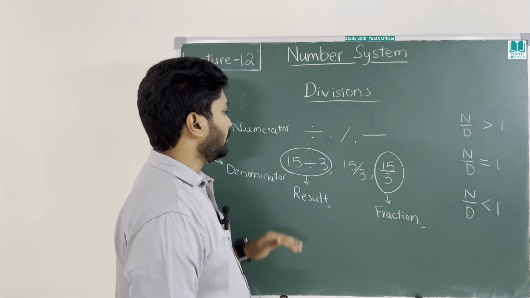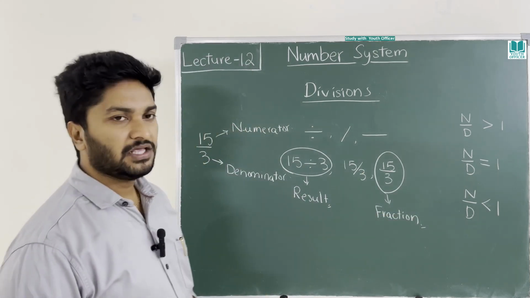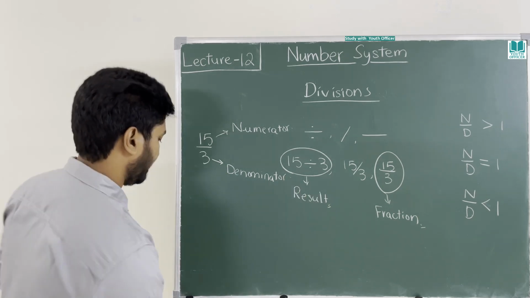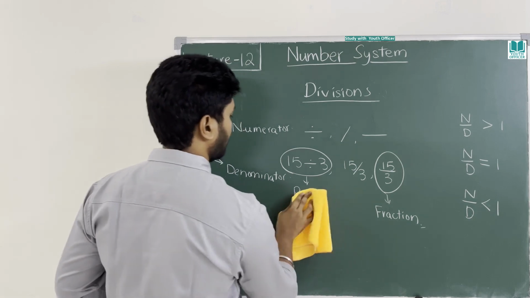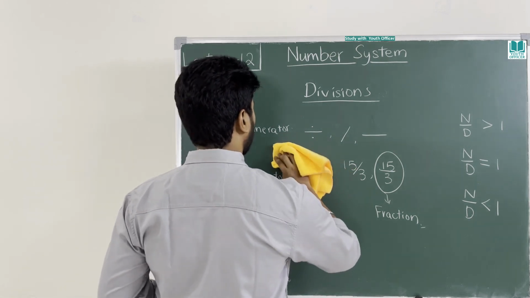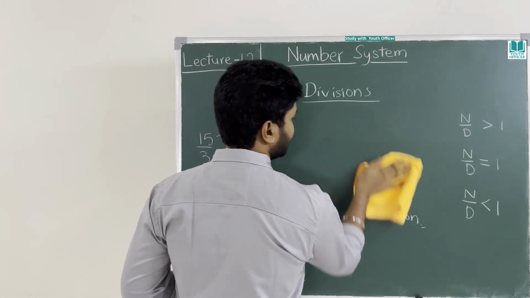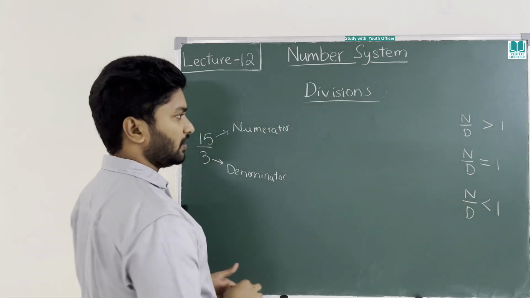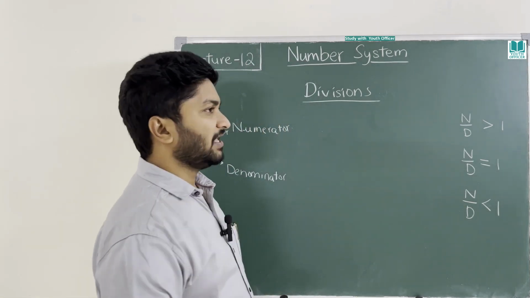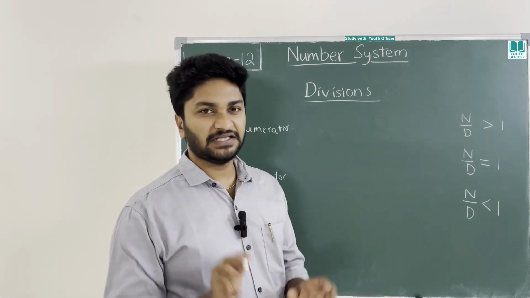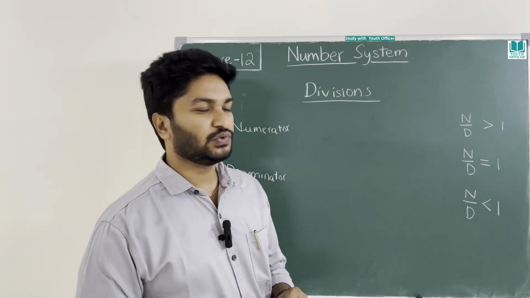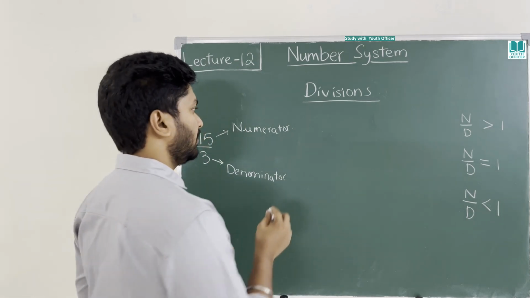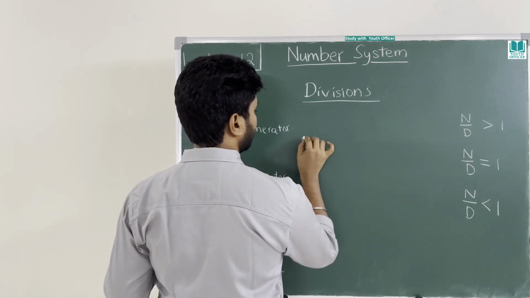I'll just try to do one division. So what is the result? How do you find the result for this? First I'll find the result, and then I'll explain the meaning of a division. Usually different places use different notations to find this 15 by 3 value. Usually we use this method.